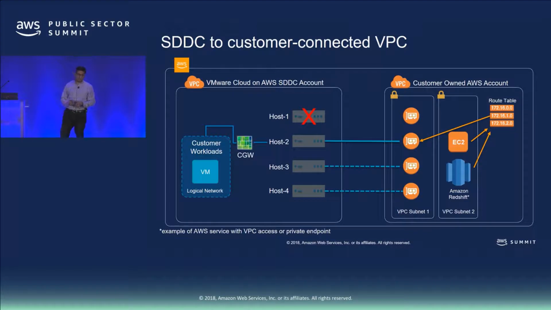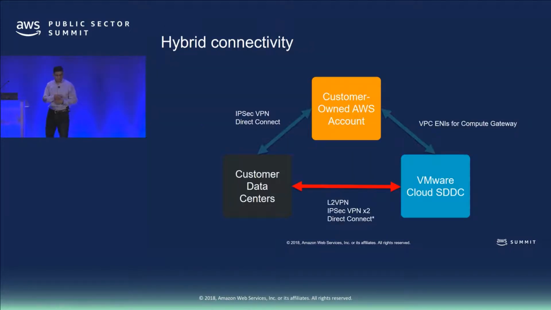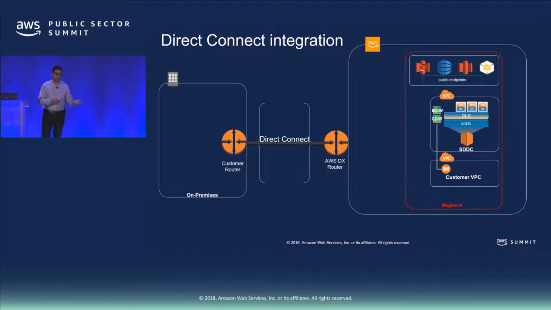The other connectivity model is between the on-premises environment and the VMware cluster on AWS. This model works with Direct Connect. Of course, it works also over public internet, but there's no fun in that. Let's talk about Direct Connect.